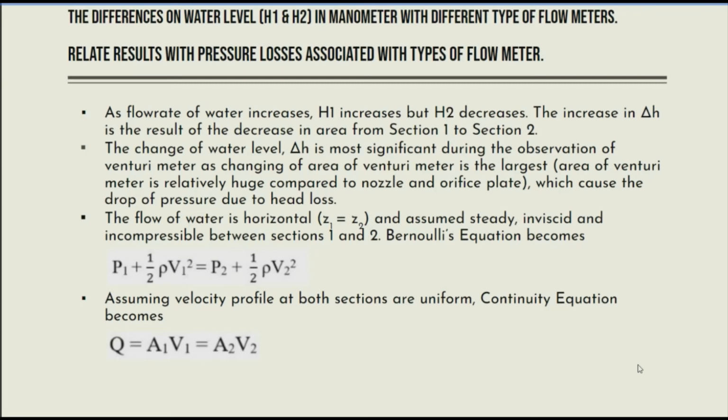The flow of water is horizontal, hence displacement 1 and displacement 2 are equal, and assumed steady, inviscid, and incompressible between sections 1 and 2. Your Bernoulli's equation becomes, as you can see on the screen, assuming the velocity profile at both sections is uniform, our continuity equation also becomes Q equals area 1 times velocity 1 equals area 2 times velocity 2.